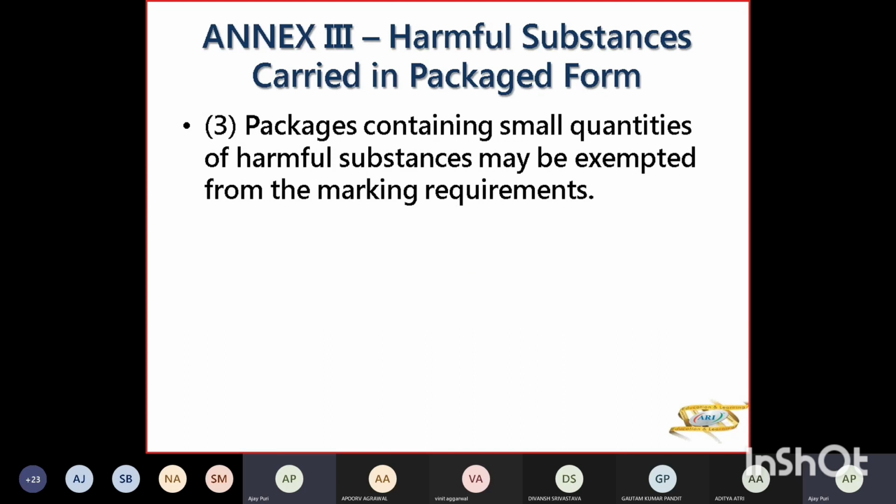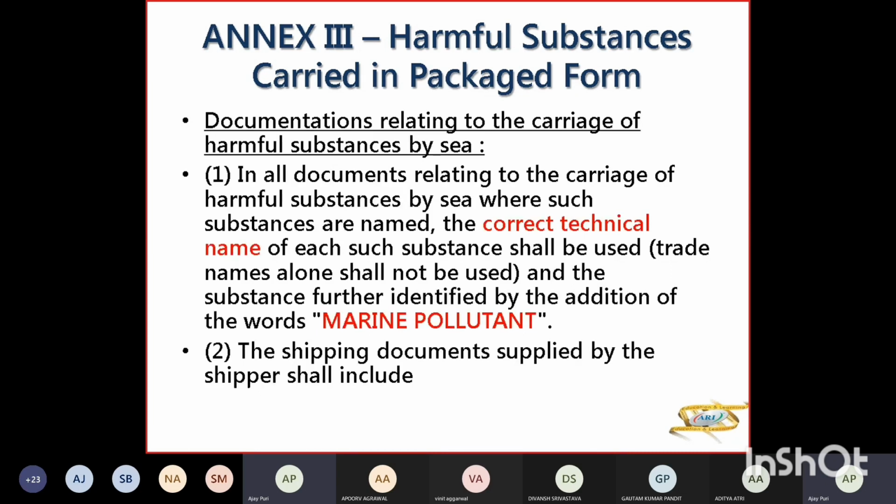अब बहुत छोटी डब्बे हैं जो बाई एयर लेके आ रहे हैं, as per IMDG, those are small quantities of harmful substance. उनमें मार्किंग रिक्वायरमेंट्स की एग्जेम्पशन हो सकती है, क्योंकि मार्किंग की जगह ही नहीं, मार्किंग कर ही नहीं सकते. अब क्या क्या डॉक्यूमेंटेशन चाहिए होती कैरेज के लिए, तो यू हैव टू हैव द करेक्ट टेक्निकल नेम ऑफ ईच सब्सटेंस, प्लस उसके ऊपर पैकेज के ऊपर लिखना चाहिए मरीन पोल्यूटेंट, ये इसकी मार्किंग होगी.